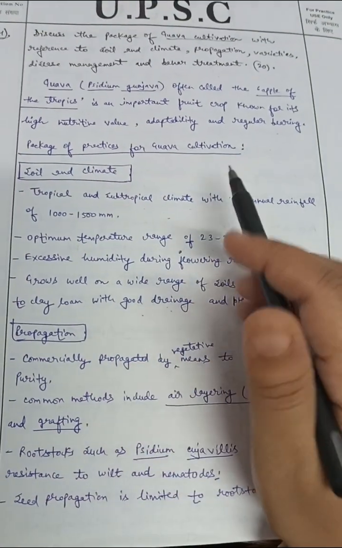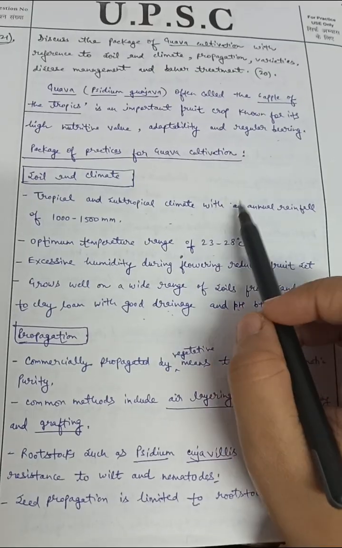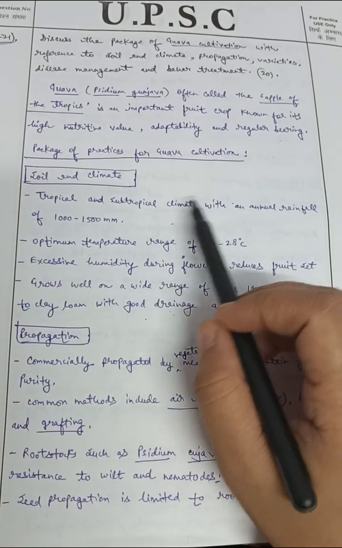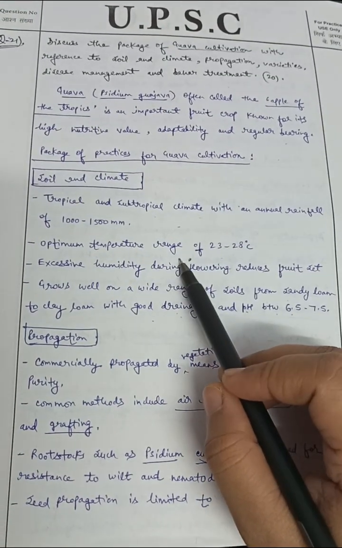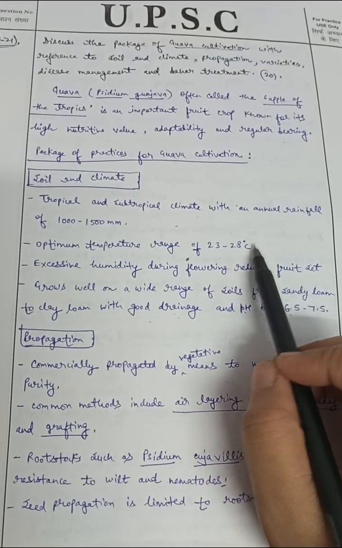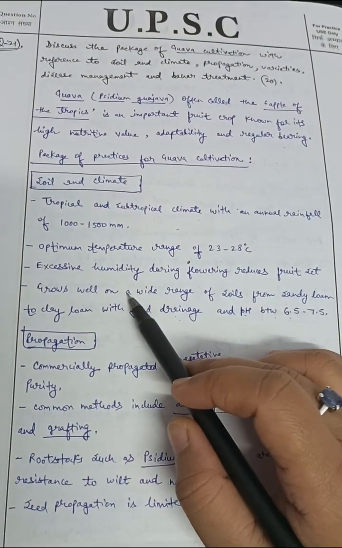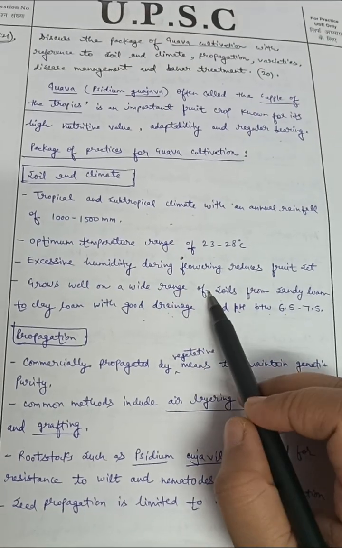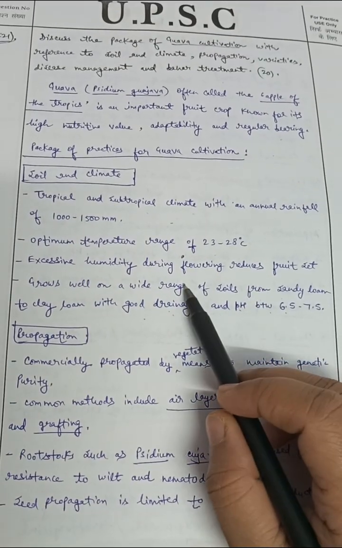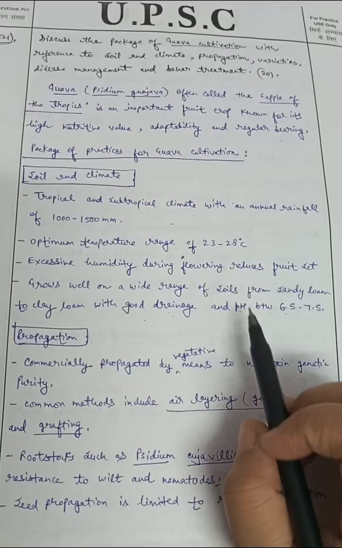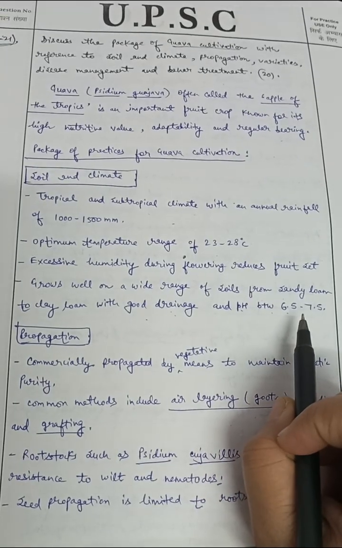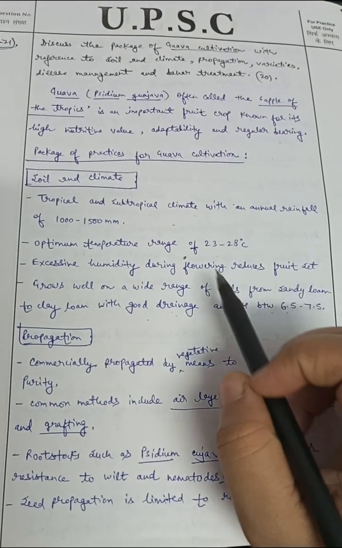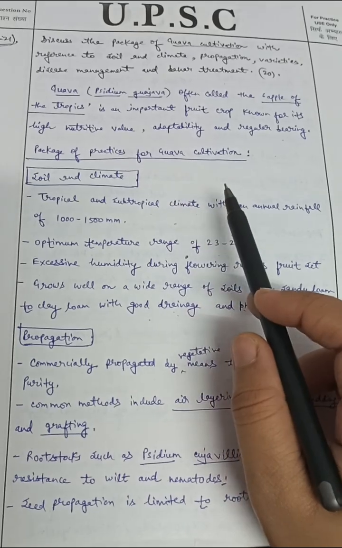It is generally grown in the tropical and subtropical climate with an annual rainfall of 1000 to 1500 mm. Optimum temperature required is 23 to 28 degrees Celsius, and excessive humidity should be avoided as it reduces the fruit set during flowering. It grows well on a wide range of soils from sandy loam to clay loam with good drainage, and pH should be between 6.5 to 7.5. So these are the points that must be considered under soil and climate conditions.